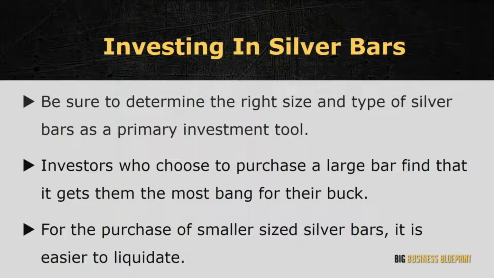As an investor, you should firstly be sure to determine the right size and type of silver bars used as a primary investment tool. Silver bars come in various sizes and weights, while most bars sell in troy ounces in increments of 1 ounce, 5 ounce, 10 ounce, 1 kilogram, 100 ounce, and 1,000 ounce bars. Some mints sell them in fractional or gram sizes. There's no right or wrong weight in purchasing silver bars, as this is a personal choice. Generally speaking, investors who choose to purchase a large bar find that it gets them the most bang for their buck. For the purchase of smaller sized silver bars, it's easier to liquidate.